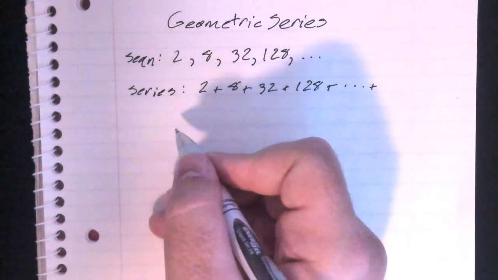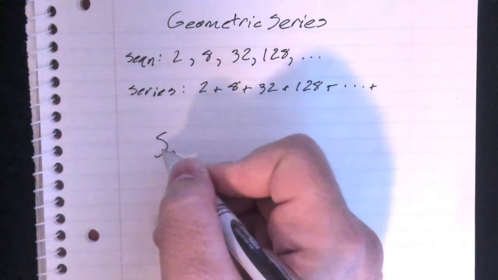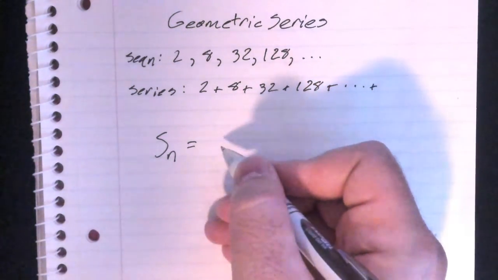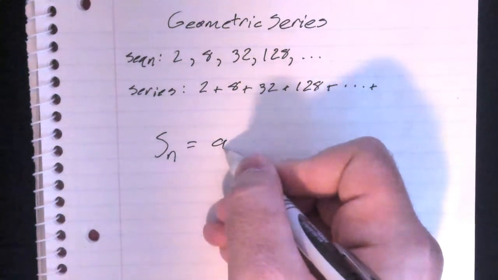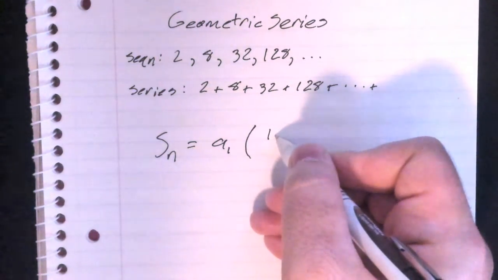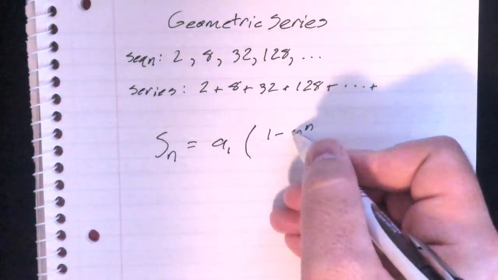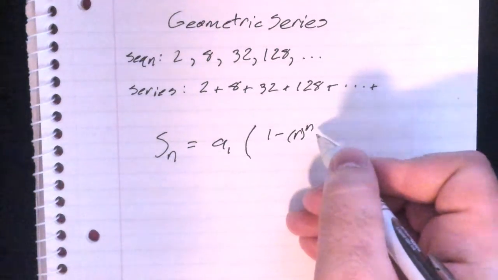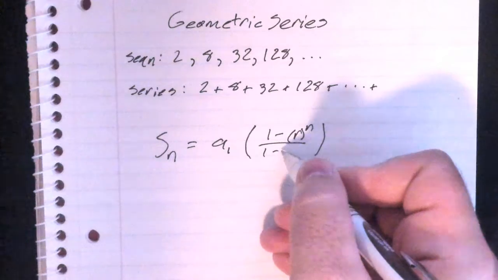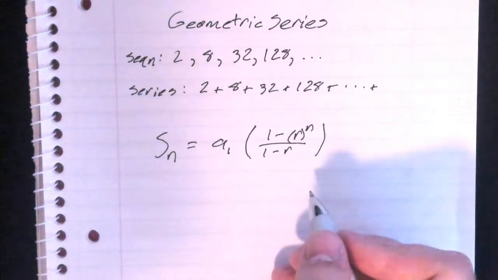The first formula is using the simpler notation, which is S sub n, which is the sum of the series. That's all it means. It means the sum. And for geometric, we're going to have A1 times 1 minus r to the n, over 1 minus r. Make sure that you put that r in parentheses, especially if it's negative. So again, this is r to the n. This is the exponent here, okay?